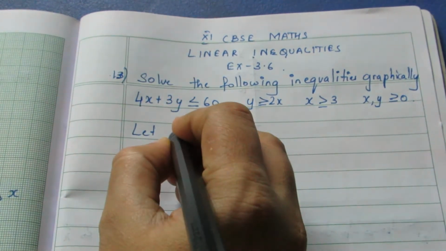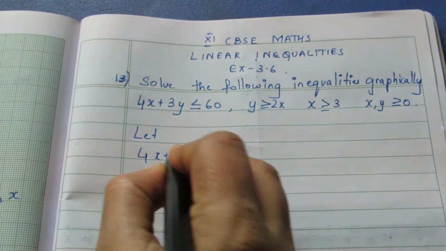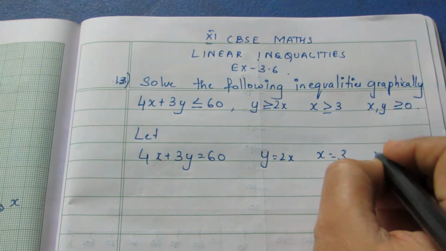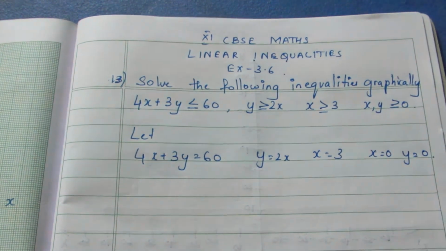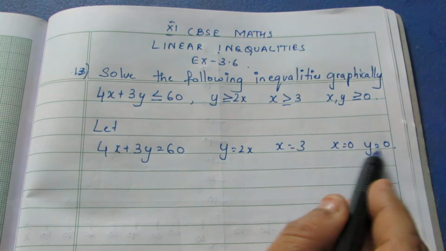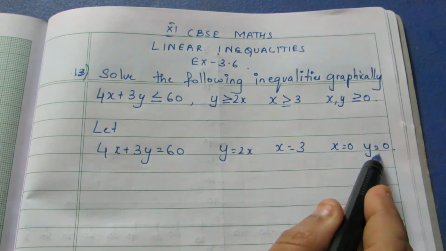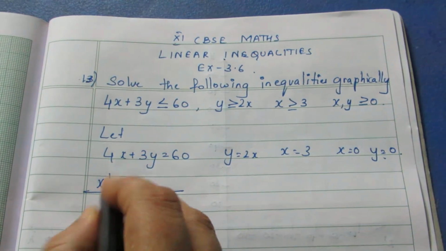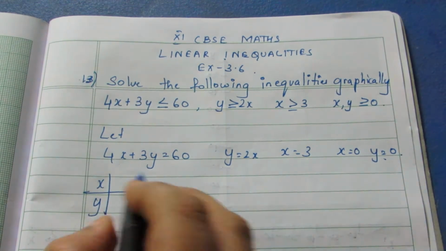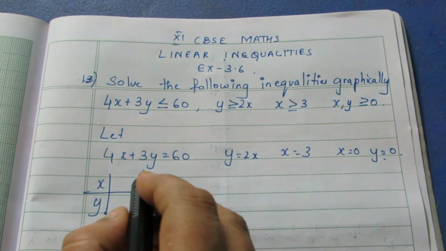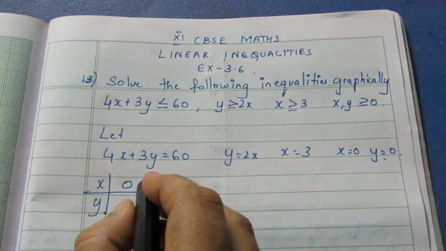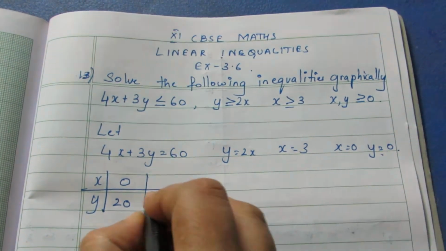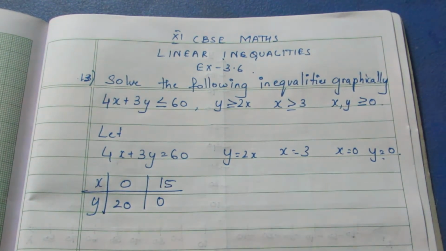That is, let us consider this to be 4x plus 3y is equal to 60. Here y is equal to 2x, x is equal to 3, and x equal to 0 or y equal to 0 are the lines on the y-axis and x-axis. We'll just substitute other points to find the solution for the graph. For the first line, taking x to be 0, your y will be equal to 20. Taking y to be 0, your x will be equal to 15.